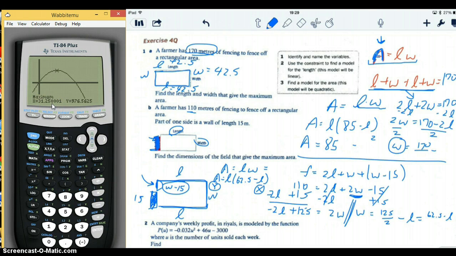Okay, so the maximum is going to be x, which is actually L, is 31.25. And then what would be W then? W is equal to 62.5 minus L, so 62.5 minus 31.25, which is 31.25, so W is 31.25. Okay, so 31.25 here and 62.5 here. And then this little piece would be 31.25 minus 15.